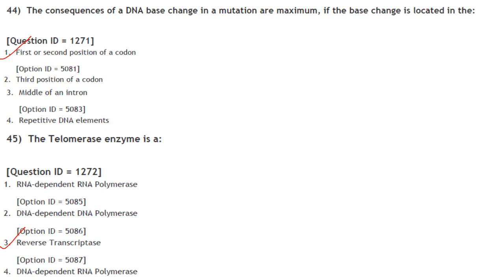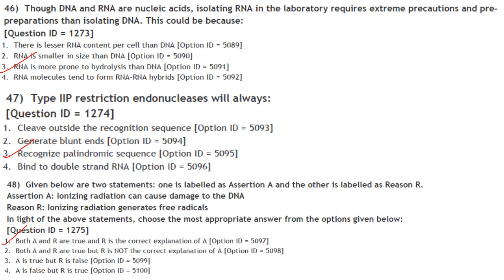Answer is option 1. The telomerase enzyme is a reverse transcriptase. Answer is option 3. Though DNA and RNA are nucleic acids, isolating RNA in the laboratory requires extreme precautions and preparations compared to isolating DNA. This could be because RNA is more prone to hydrolysis than DNA, and because the ribose sugar in RNA has a hydroxyl group at the 2' position, making it susceptible to hydrolysis. So RNA is more prone to hydrolysis than DNA.